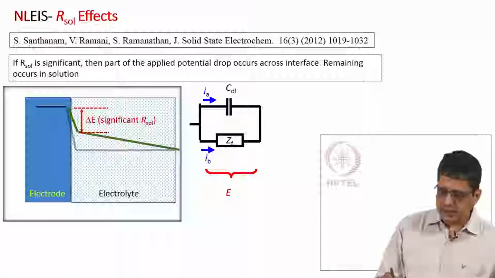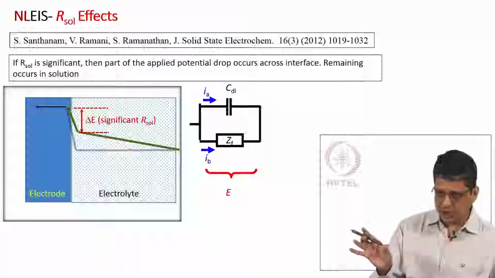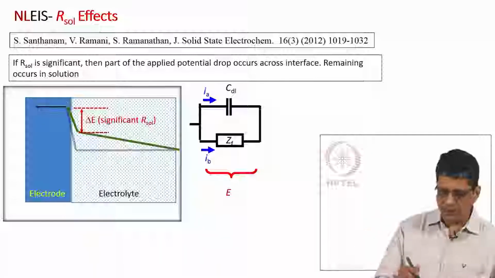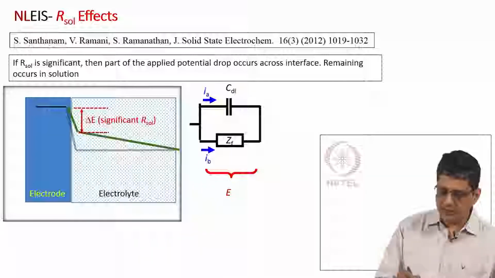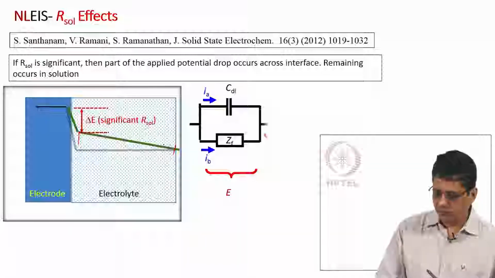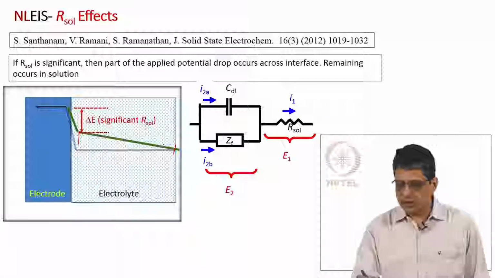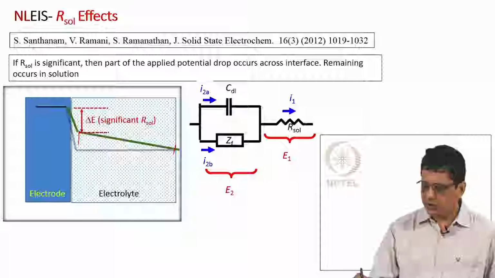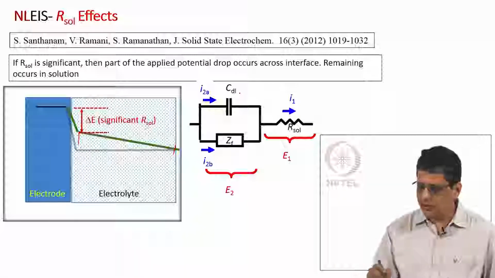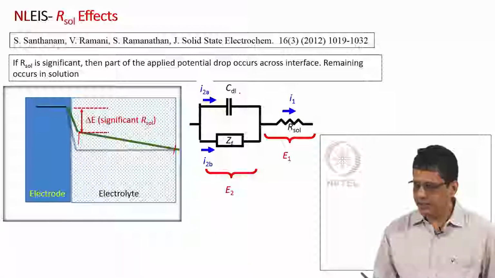So, you can say that the same potential drop as you apply occurs, but only part of it occurs at the interface. This delta E, in case of significant solution resistance, the remaining potential drop occurs across the solution. So, we have to use a slightly different circuit, which is to add this R solution to this equivalent circuit representation.